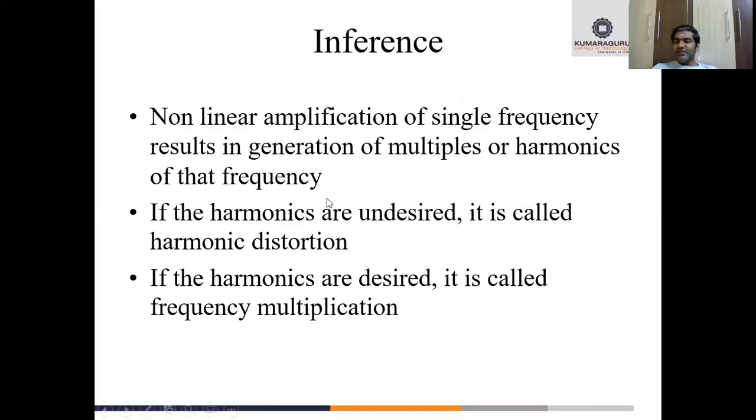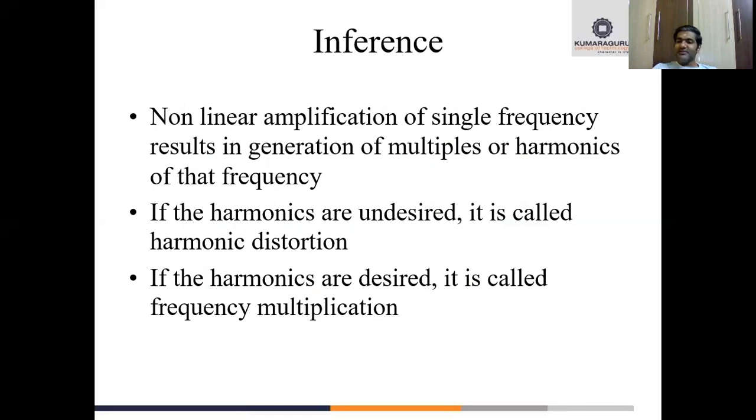Okay, 2FA is called the first harmonic, 3FA is called the second harmonic, and so on. Okay, so FA is nothing but the fundamental frequency or first harmonic, 2FA is called the second harmonic, and 3FA is called the third harmonic, and so on. Okay, so you will have generation of harmonics as well.